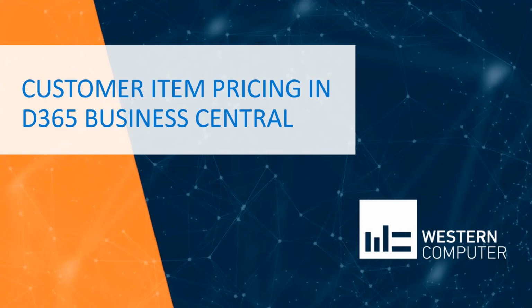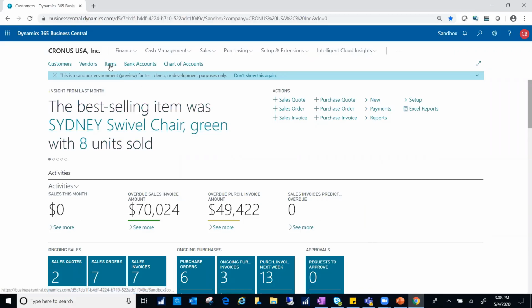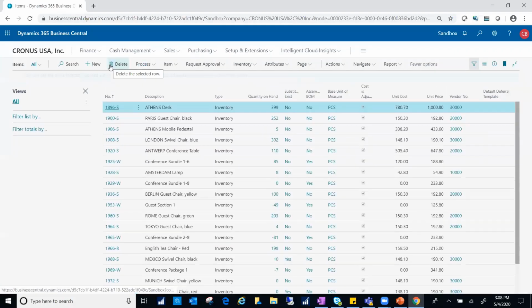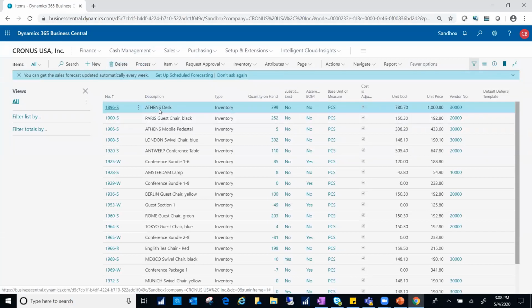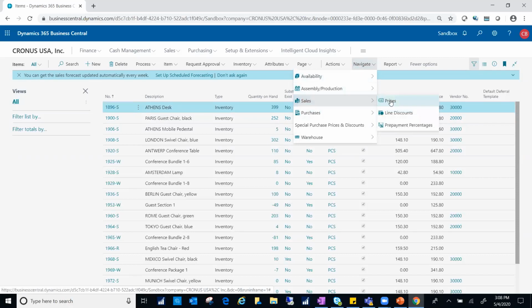Customer item pricing can be used in multiple ways based on your company's needs. So let's go take a look. Within Business Central, I'm going to go directly to my item list. I'm just going to choose one random item. I'm going to go to Navigate, Sales, and Prices.